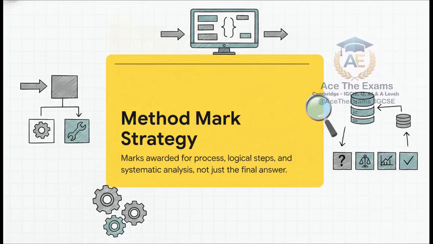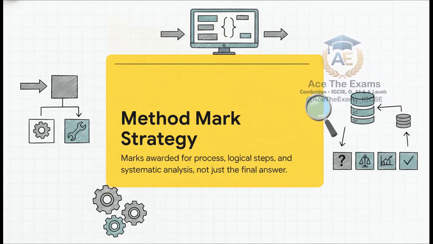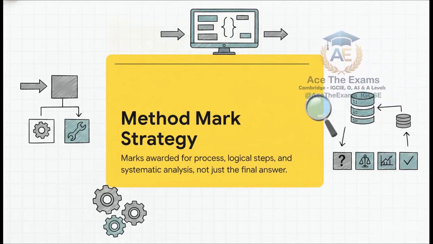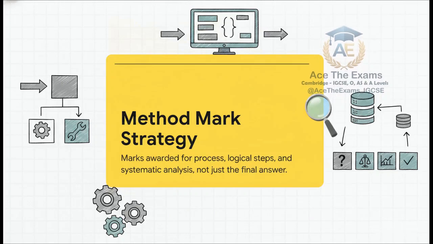If you can show the examiner that you successfully identified the transitive dependency, isolated it, and created a new relational table with a foreign key, even if you messed up the naming convention slightly, you are securing method marks.